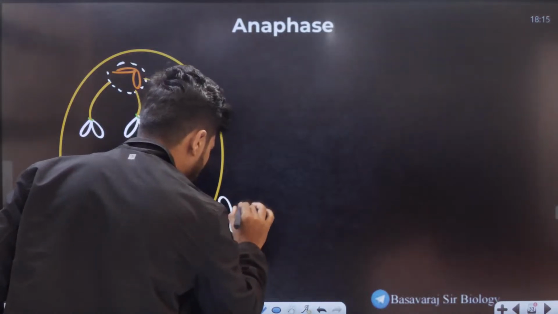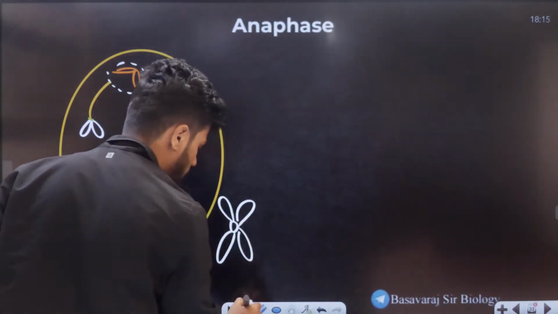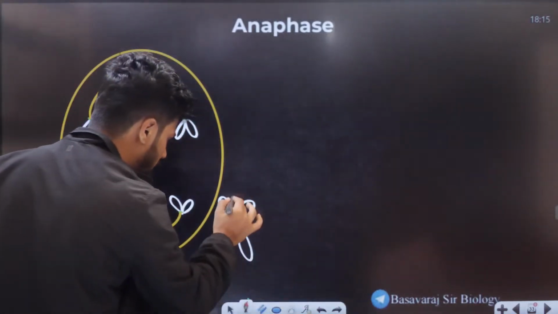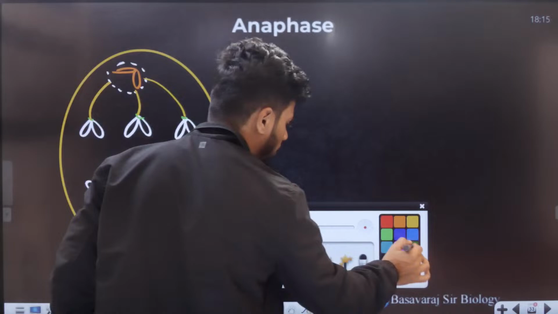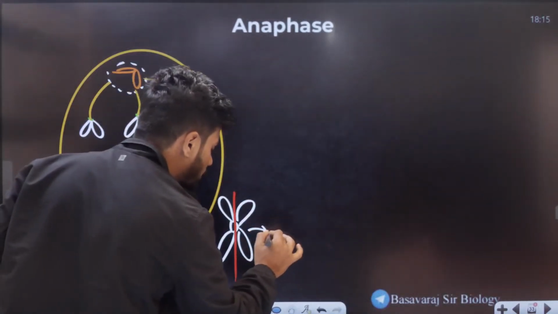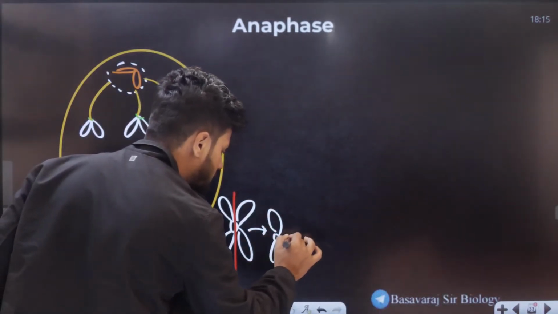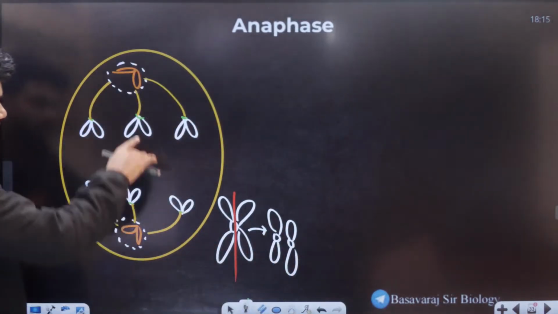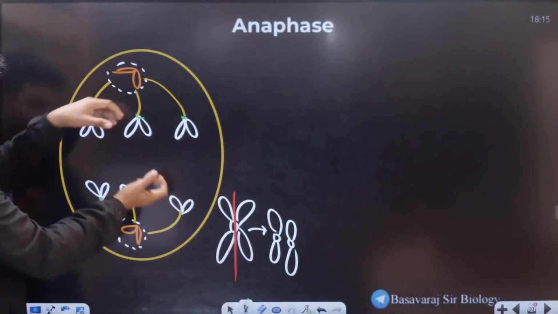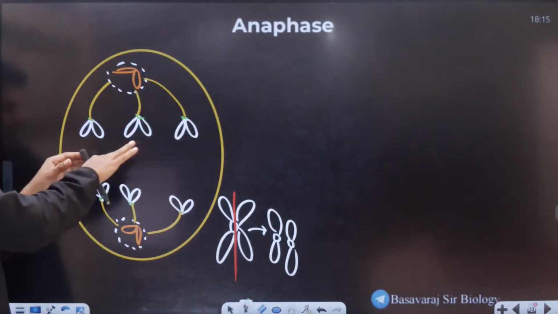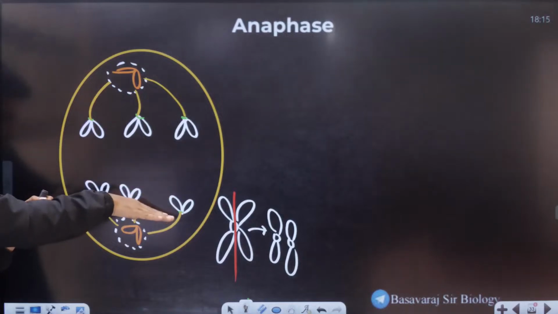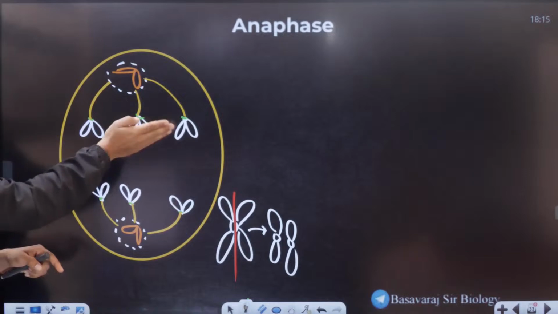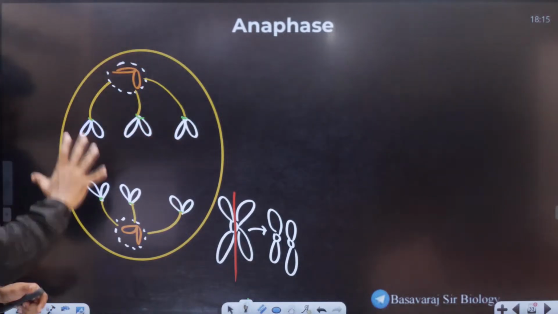I'll draw one more diagram small here. If this was the entire chromosome, it split in half. It completely split in half, and both the sister chromatids became separate. Can you see? They became separate. This entire thing was at the plate. Now they are split open, and half of the chromatids are going this side, half of the chromatids are going upside. So half chromatids this side, half chromatids this side, top to top.